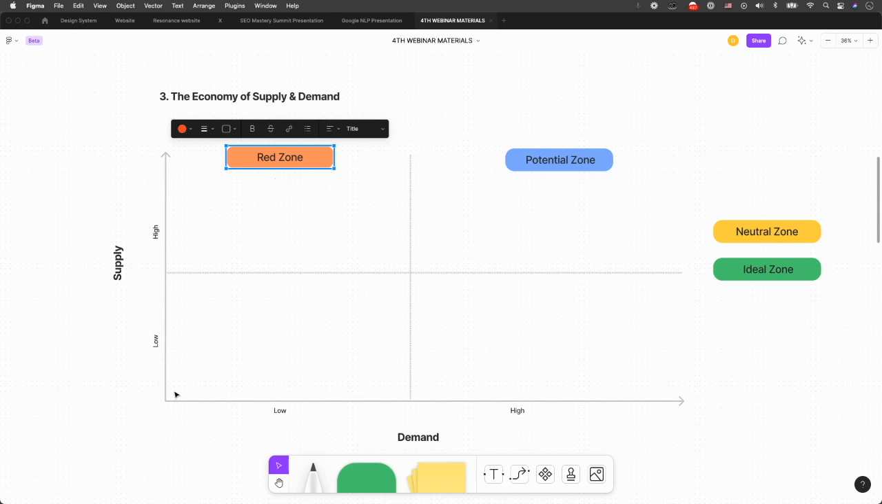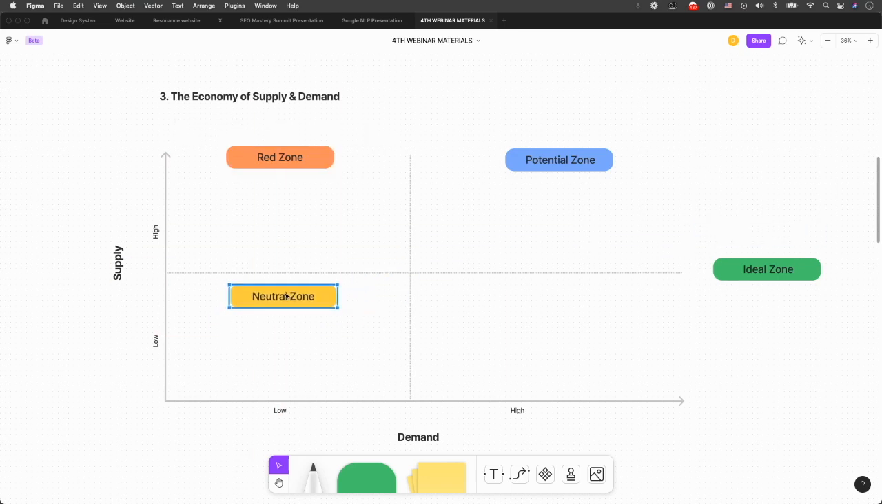And then there's a zone where the demand is low but supply is also low. So you kind of make money but not really. So you make a little bit of money, you can survive, but not so much, right? So I call that the neutral zone, right?